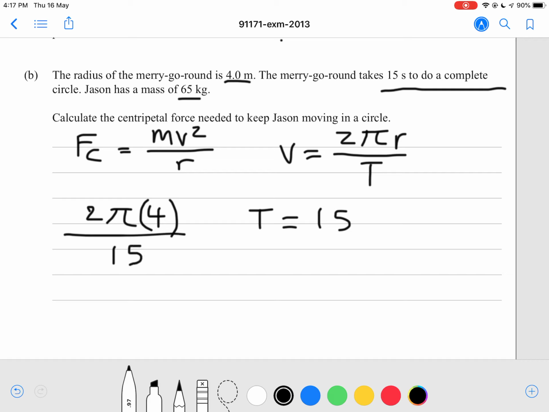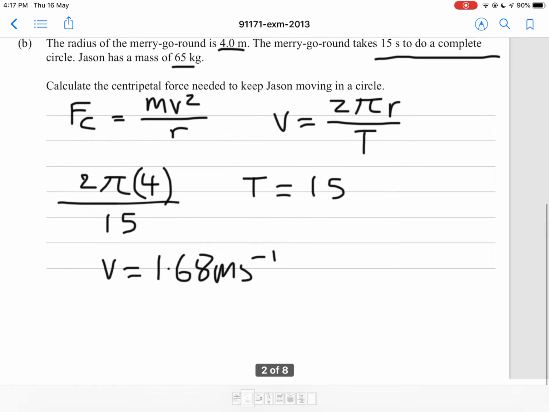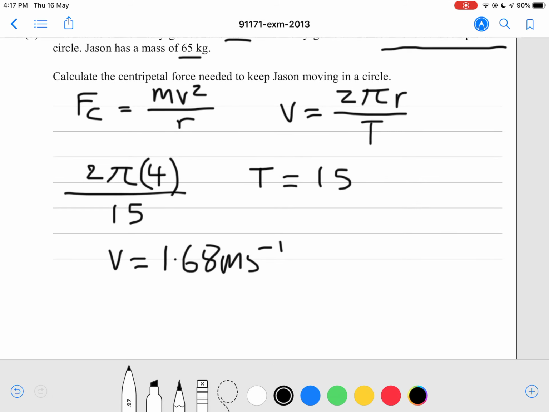If we use a calculator right here, we can calculate the velocity, and we find that v equals 1.68 meters per second. Okay, so now we've got our velocity, and we can now substitute into the centripetal force equation.